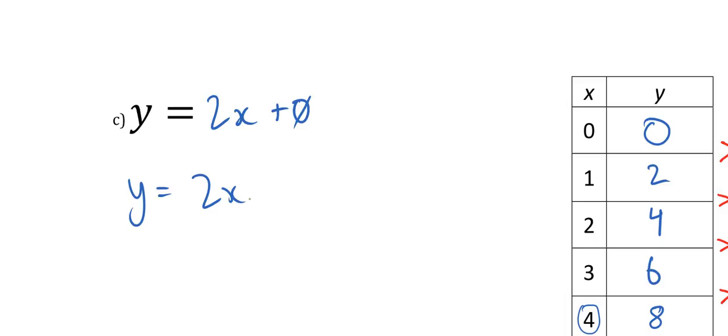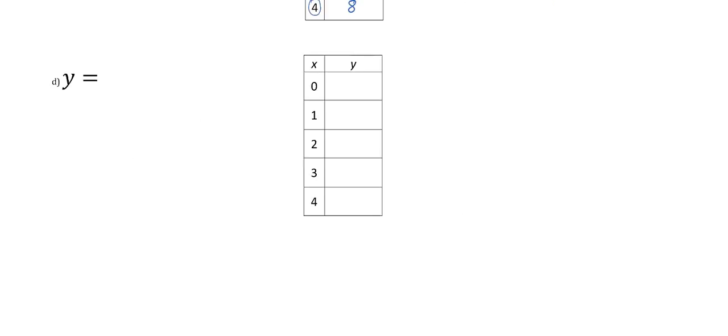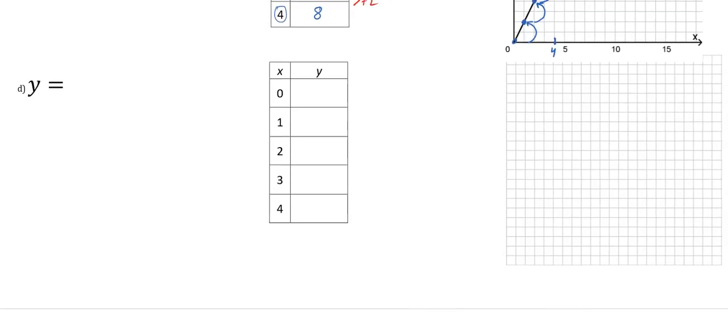Fantastic. I love it. Okay, so for D, you're going to make up your own. You have to make sure it fits on the graph. And make sure that your equation and your table and your graph all match each other. Don't make it too crazy or too complicated. And then I've got some practice for you to try a few more of these as well.